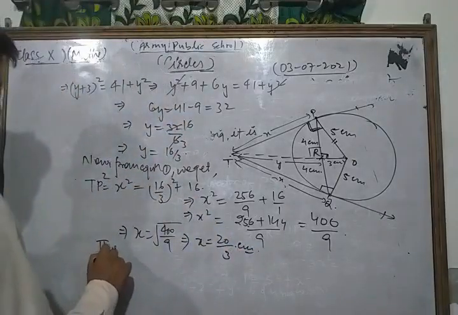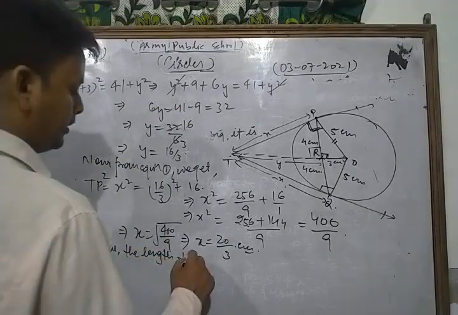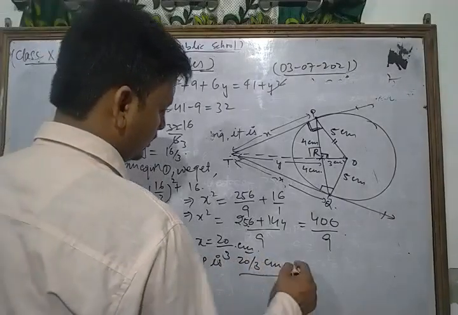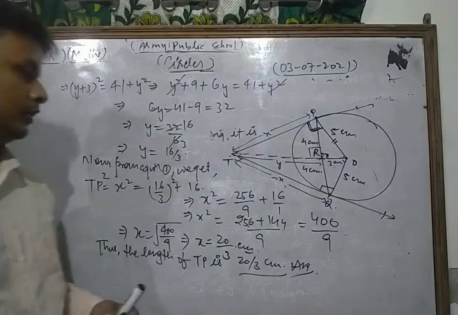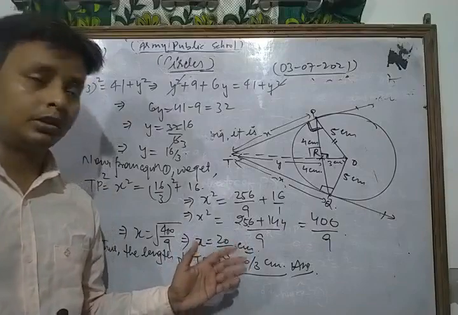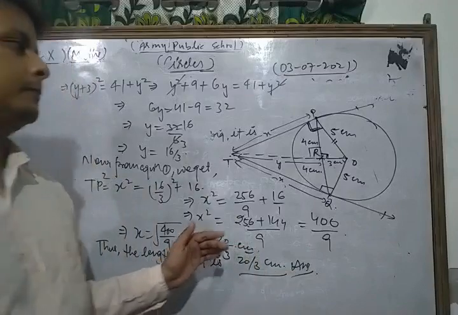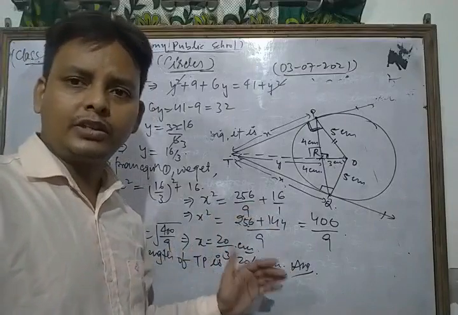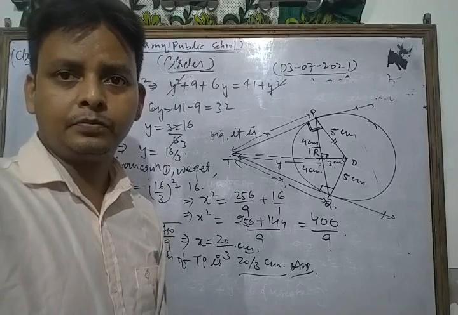Thus the length of TP is 20 upon 3 centimeter. This is your required solution of the given question. Okay students, so in this way you can solve that type of question. This is one of the most important questions of your NCERT exercise. So please, dear friends, do more and more practice of that type of questions. After that you can solve each and every question of your NCERT exercise based on this topic.